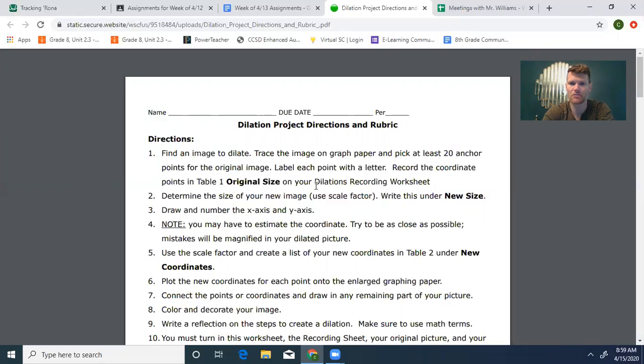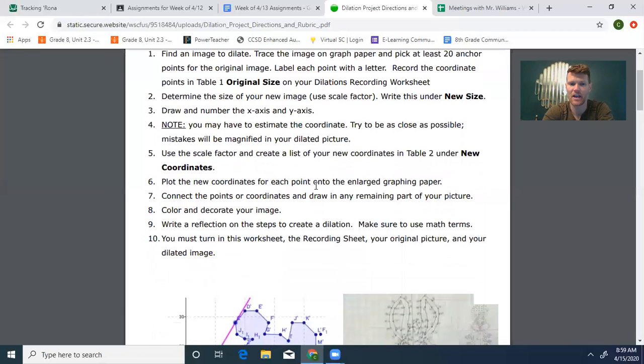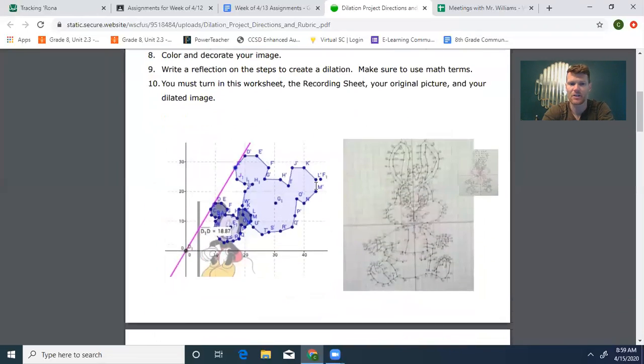So what you want to do is find an image in your house, and you're going to pick 20 points. So if you see here, they took Mickey, they traced it onto their graph. Okay, so they just laid the image underneath their graph and they looked through it and traced it. And they just need to get 20 points. Now you want to pick points that are easy to identify, like 1, 2, 3, 4.